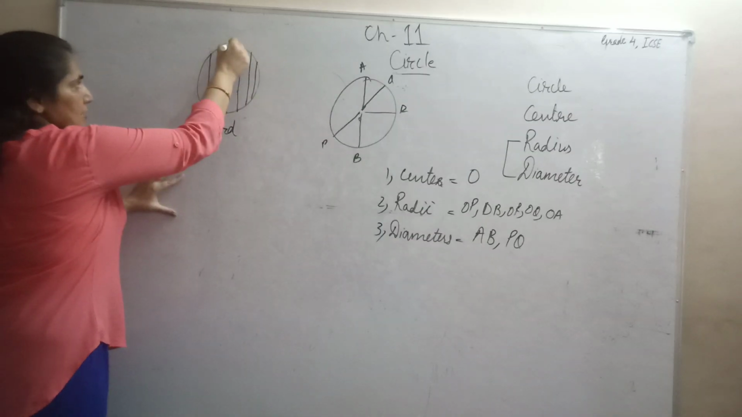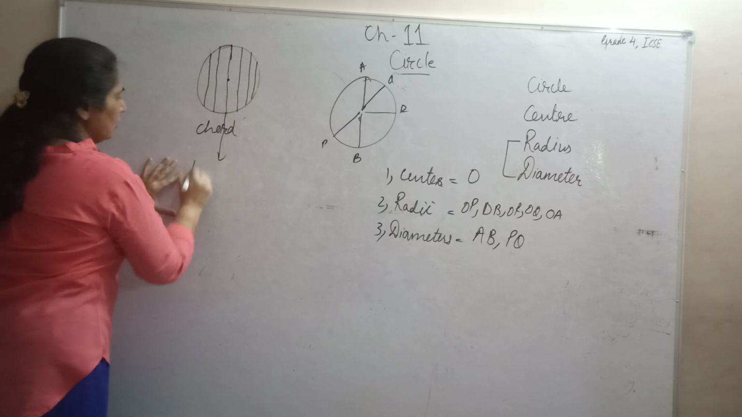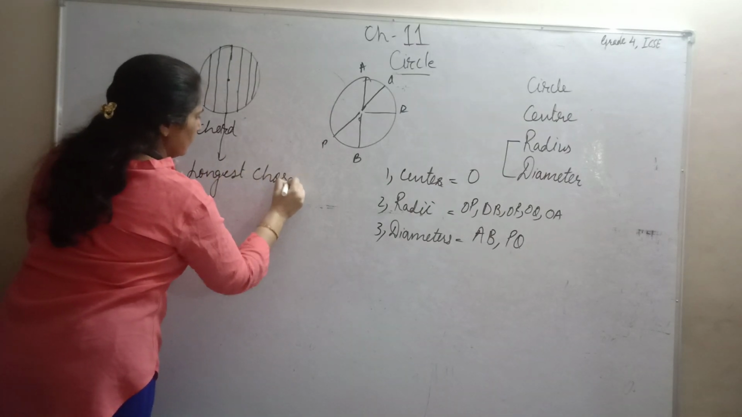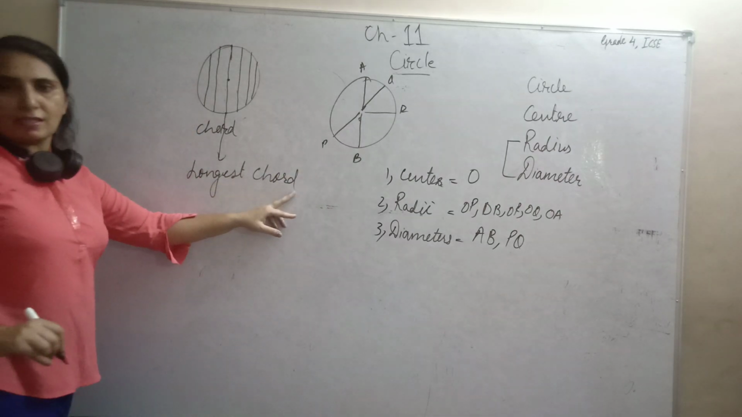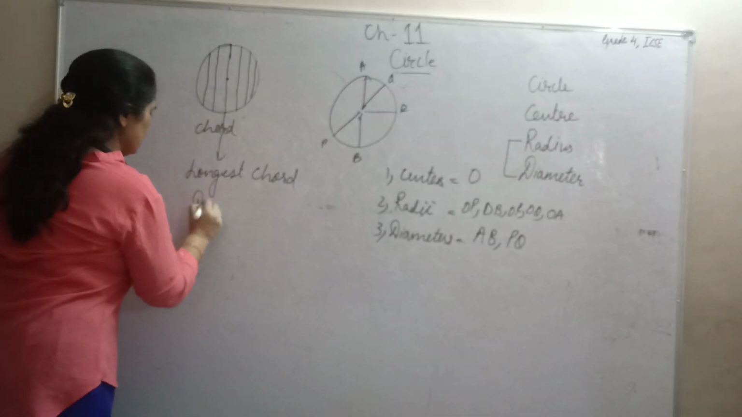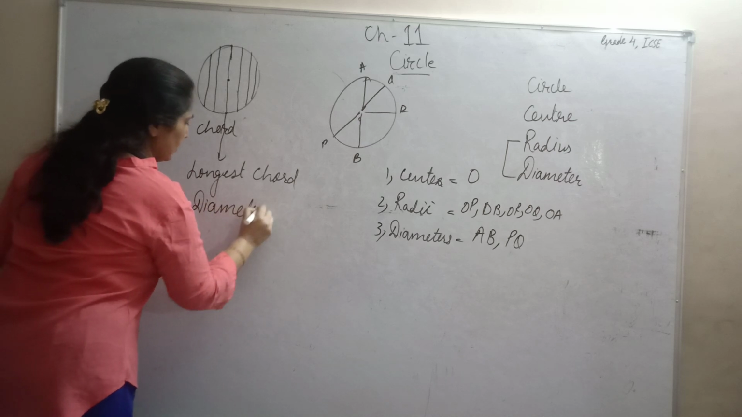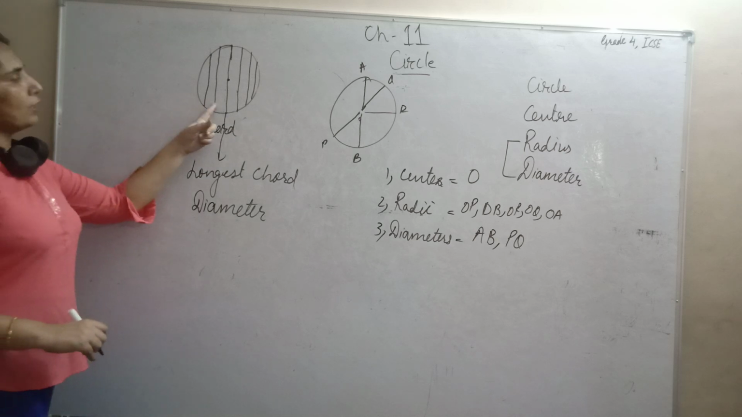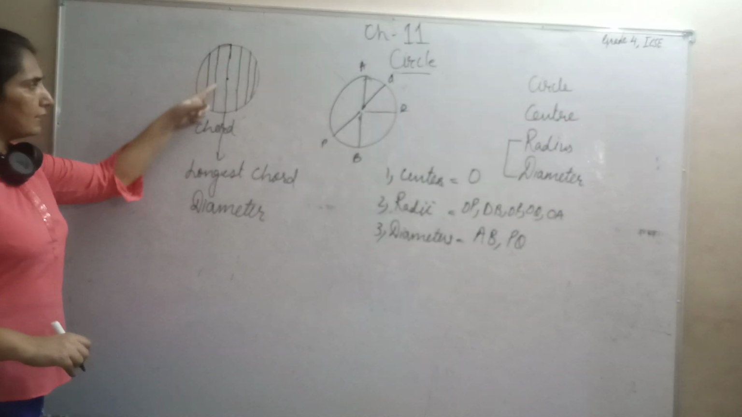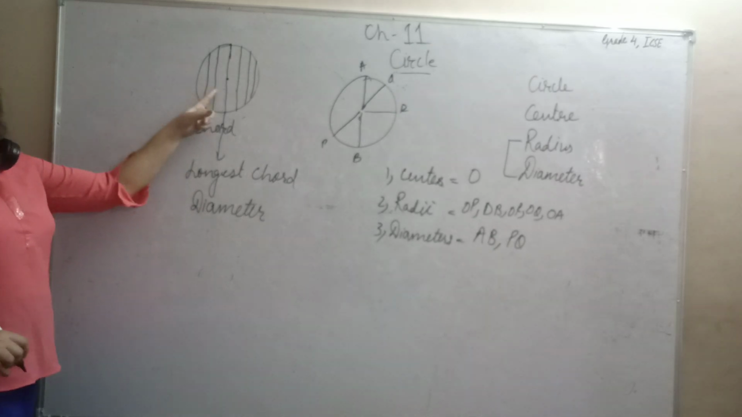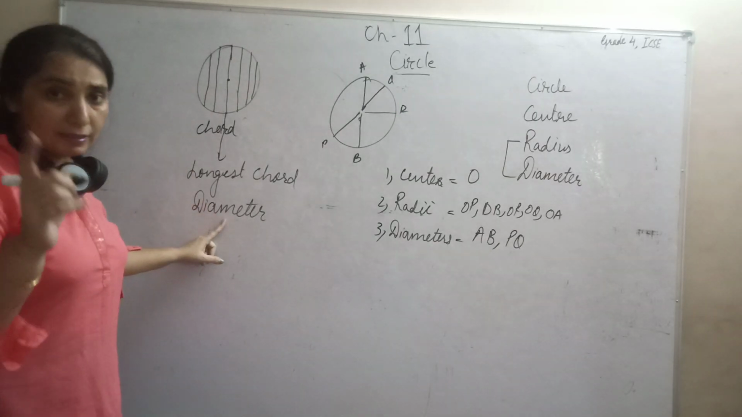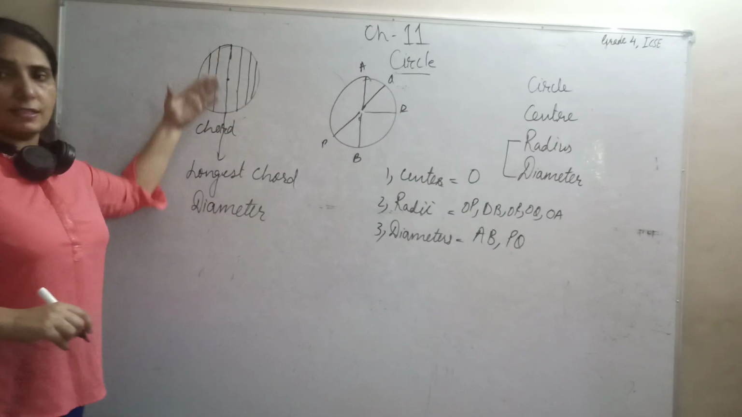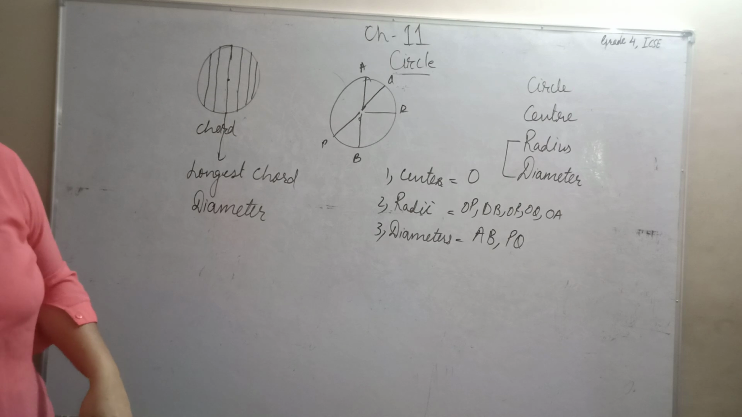Now, this is the middle one. This is the longest chord. Which is the longest chord of the circle? That is diameter. Many chords were drawn. The length of the middle one is longest, which is called diameter. Another point in the definition of diameter you can add: diameter is the longest chord of the circle.